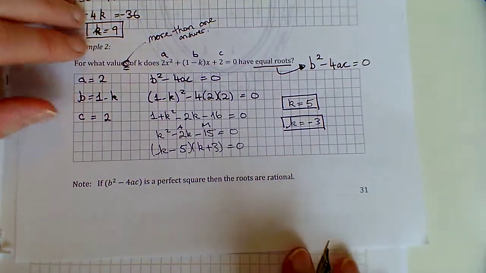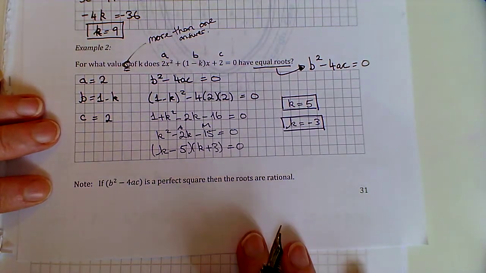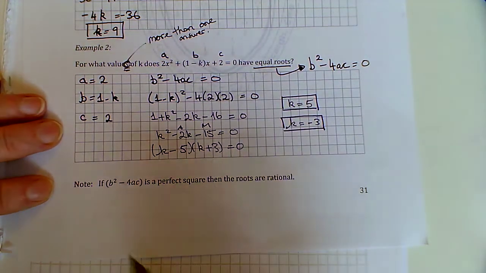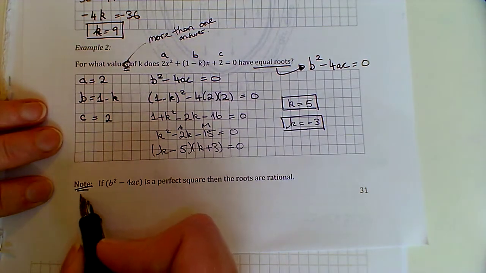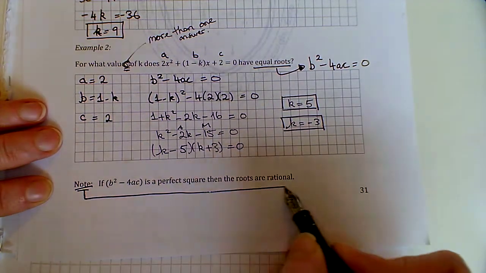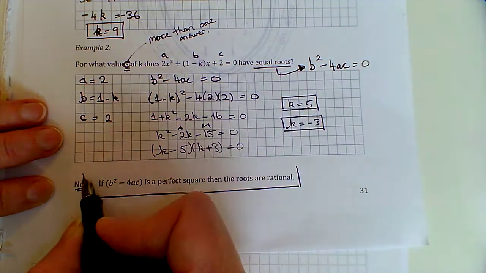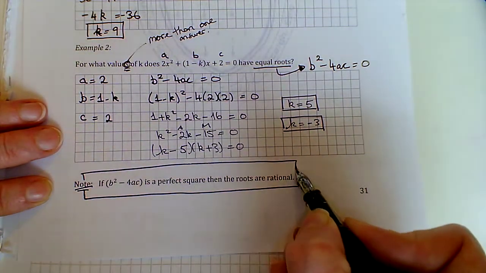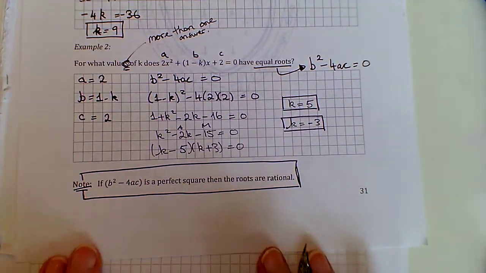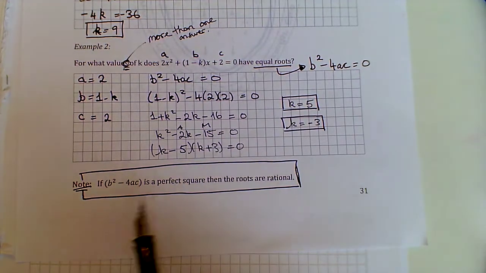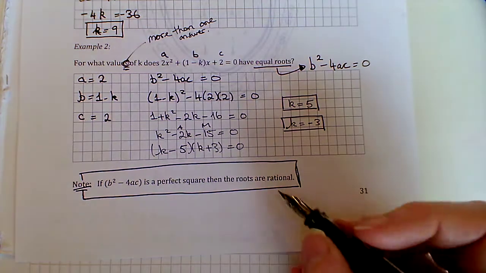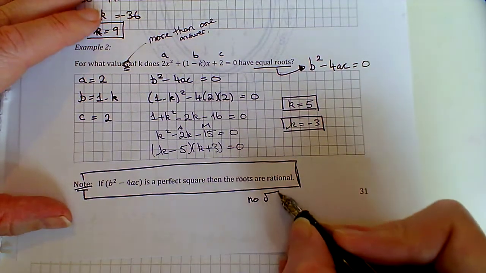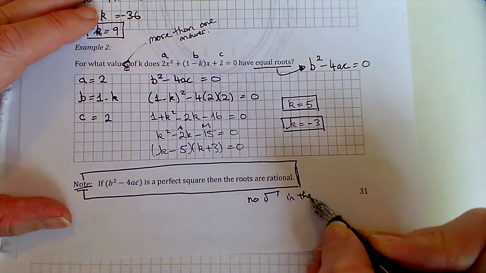Okay, so that's how we use this. This is worth noting as well. If the discriminant is greater than 0, but it's a perfect square, like 16 or 25 or something like that, then the roots, the answers, will be rational. So there will be no square root in the roots.